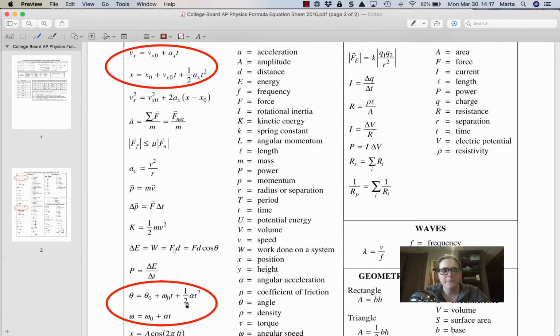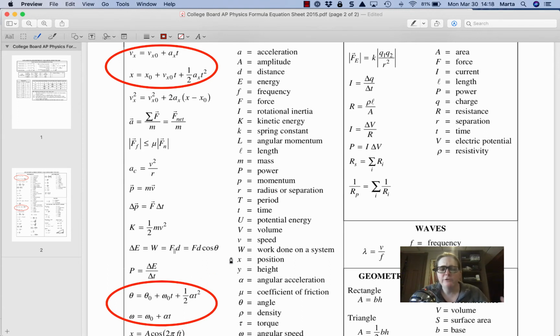times t squared. Something similar happens with this other equation. We have Vx, which is just your velocity in the x direction, equals your initial velocity plus acceleration times time. Here we have angular velocity equals initial angular velocity plus angular acceleration times time.